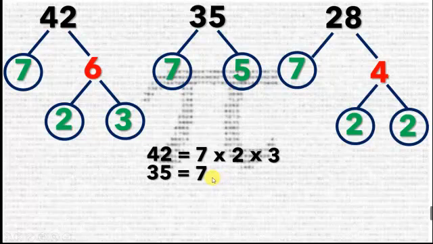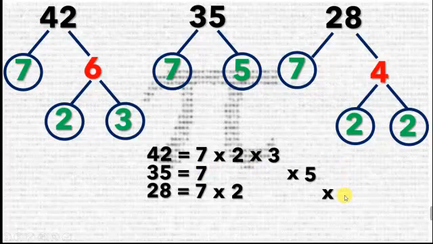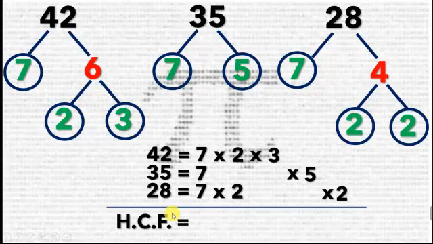I have 7, so I write it here. And 5, I don't have 5 here, so I'm going to write 5 out. And then 28, I will write it under 35, and 7, write it under 7, 2 here under 2, and 2, I don't have another 2 here, so I'm going to write it out. Now make my line and get the HCF.